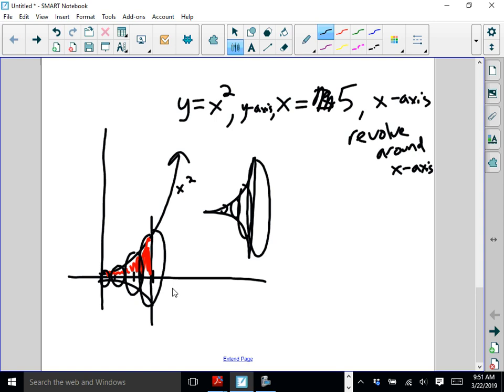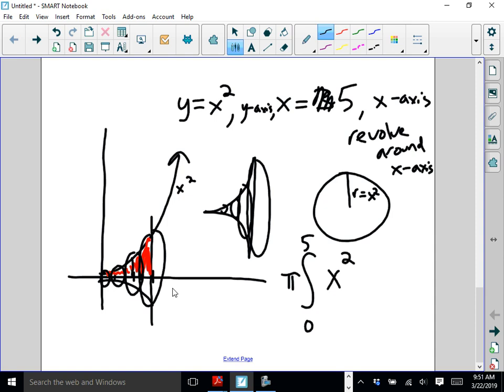Now again, what I want to do is pull out just a slice. What is my radius going to equal now? Well, all the circles have different radii, but they're always equal to x squared. So I'm just going to sum from 0 to 5, and I'm going to do pi r squared for the area of my circle. I'll put the pi out front. My radius is x squared, but it's pi r squared, so it's x squared squared, dx, for this thickness here. This integral will give me the volume of that Hershey Kiss.